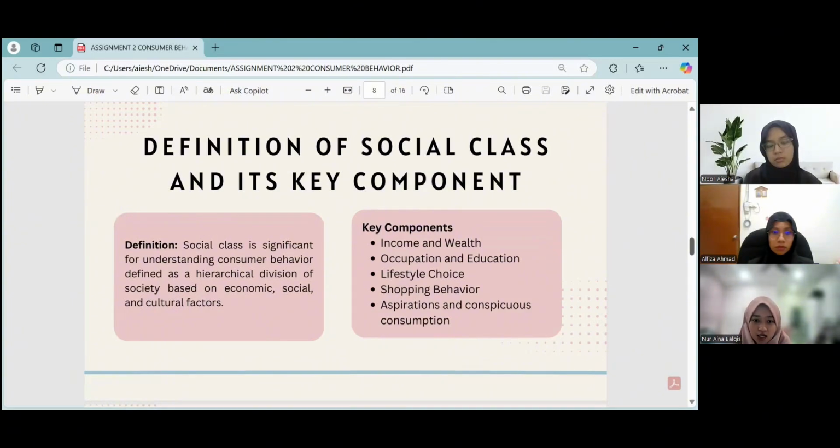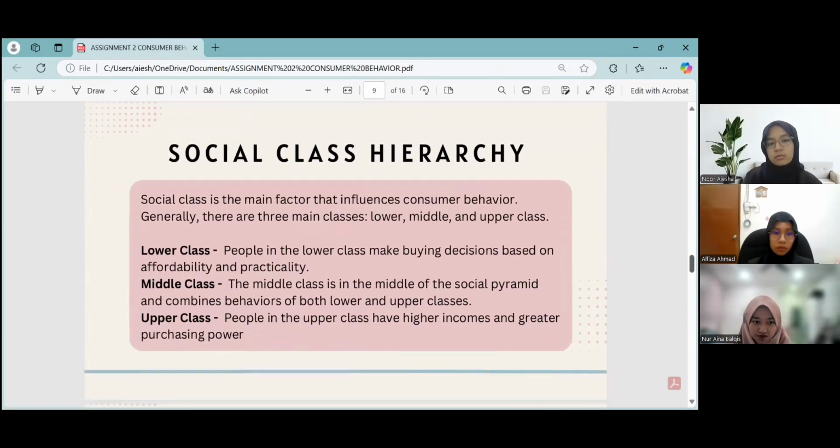Definition of social class and its key components. Social class is significant for understanding consumer behavior, defined as a hierarchical division of society based on economic, social, and cultural factors. For the key components, there are a few, which are wealth and income, occupation and education, lifestyle choice, shopping behavior, and aspirations and conspicuous consumption. Next.